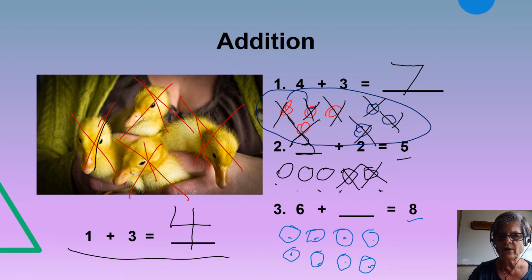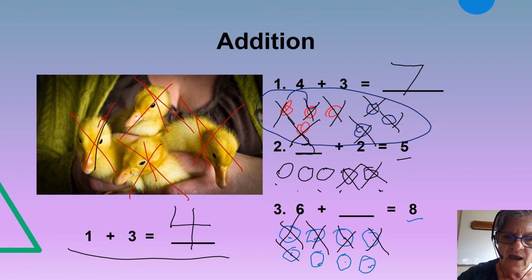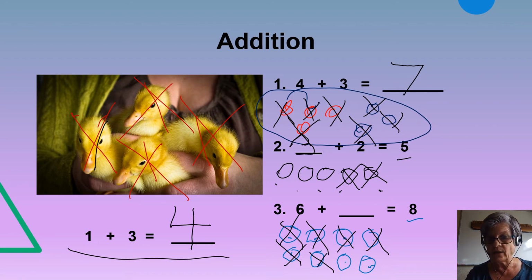So I know I have 6, so I'm going to cross out 6. I go 1, 2, 3, 4, 5, 6. So pretend I have 6 circles. How many more make 8? Guess what? I count the circles that don't have an X on them. Go 1, 2, and I get 2.